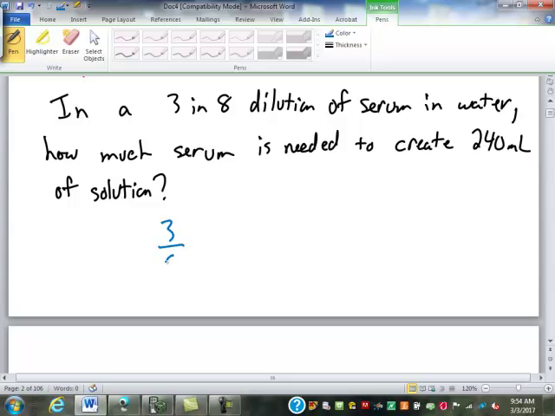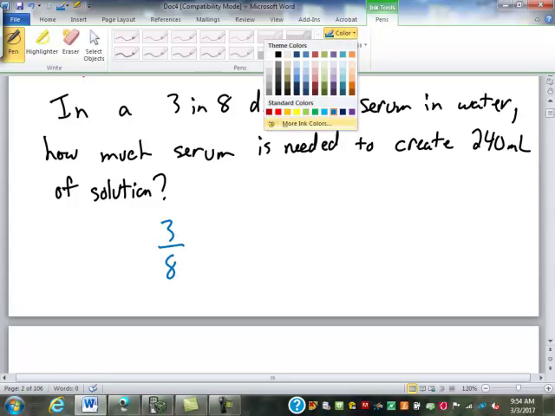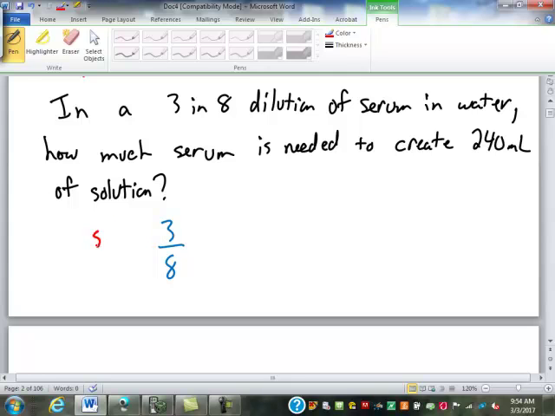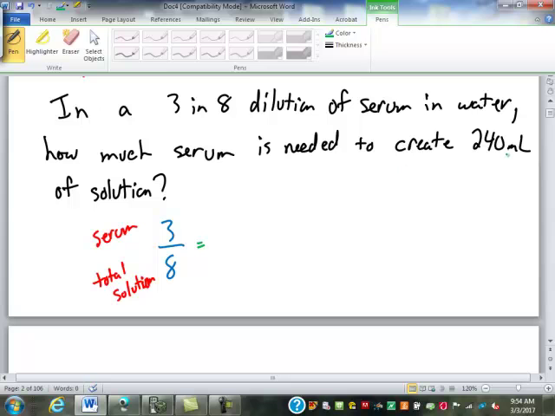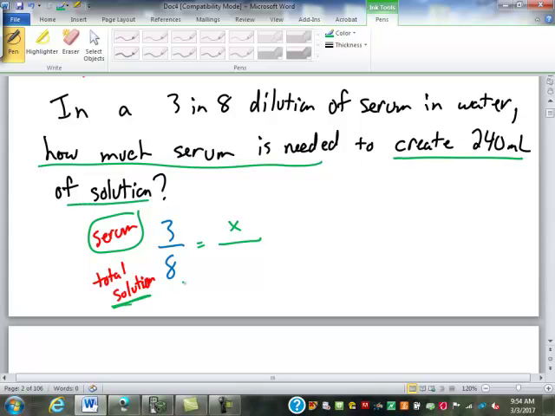So we've got the 3 in 8 dilution again, and I like to label things out. The 3 still represents the serum, and the 8 represents the total solution, total parts. You got it. So looking at this, we're asked how much serum is needed. Well, that is what's being described on top. To create 240 milliliters of solution. Is that total solution? Yes, it is. Good. So that 240 milliliters can go on bottom.